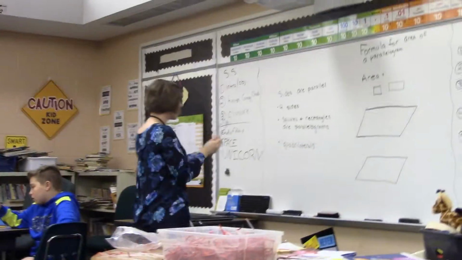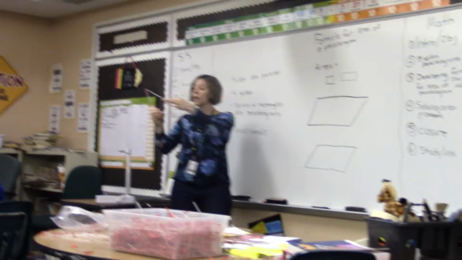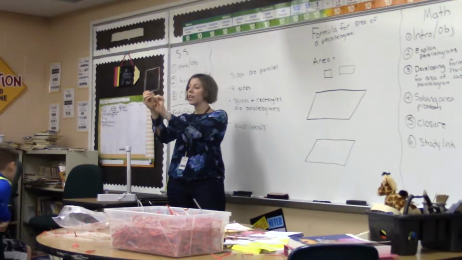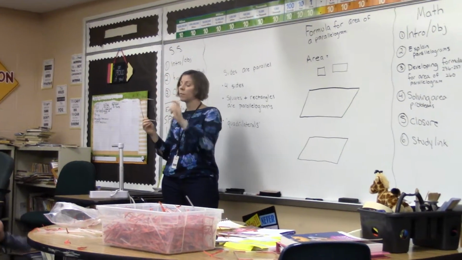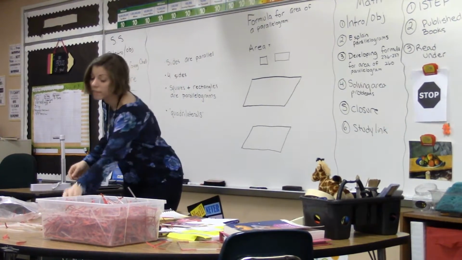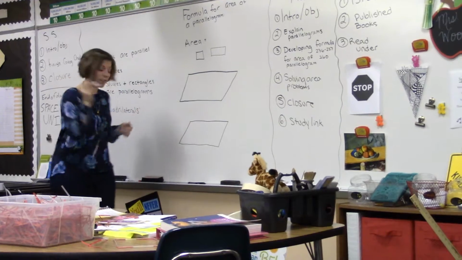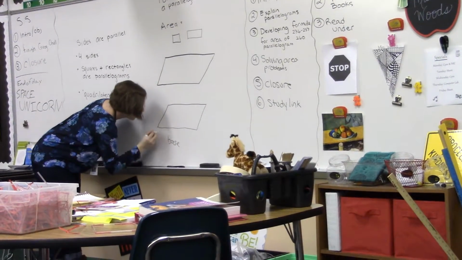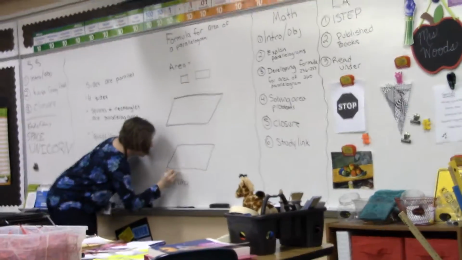Guys, with a rectangle, we just measure the sides, right? Just the length and the width, and that is our measurements. With a parallelogram, the length or the base is we measure one full side.